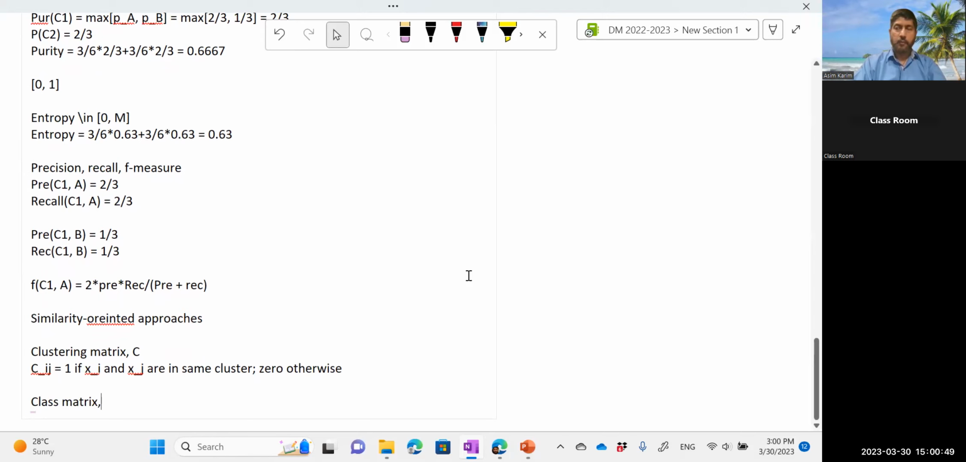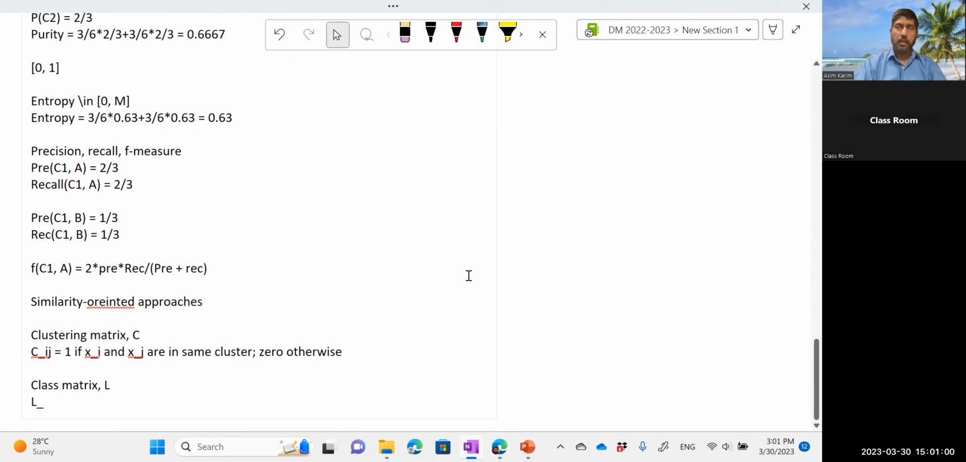इसका नाम, इसको I don't know, let me call it L. So this is based on the two labels. ठीक है. So now Lij is equal to 1 if xi and xj have same label. ठीक है, meaning that they belong to same class, they should belong to the same class.